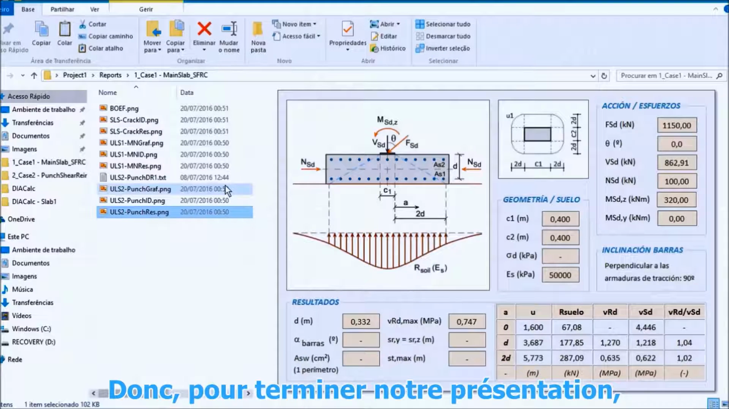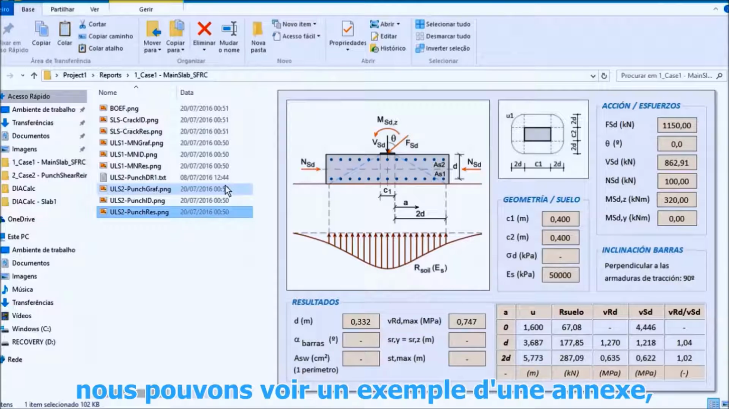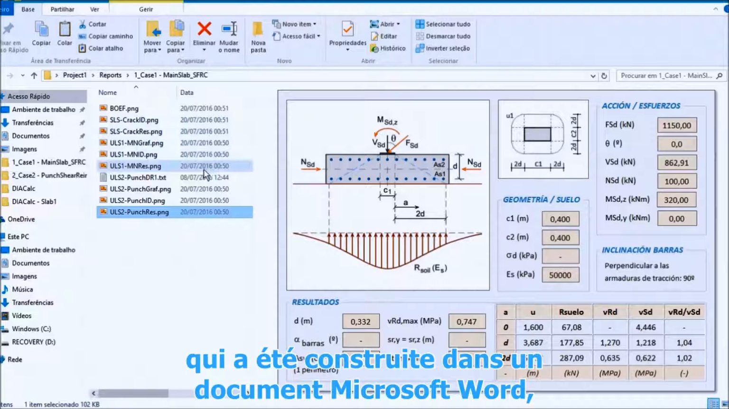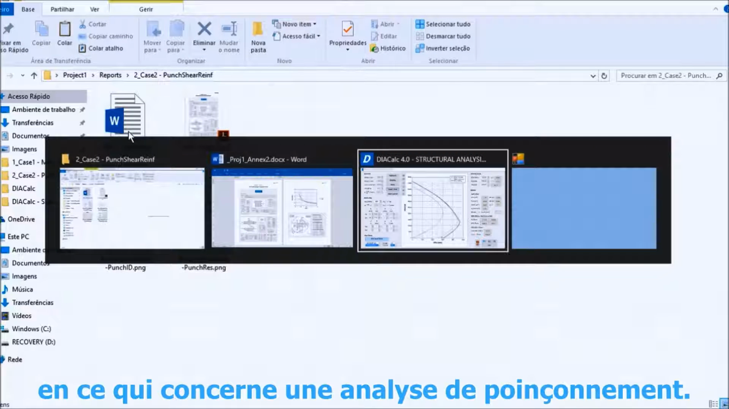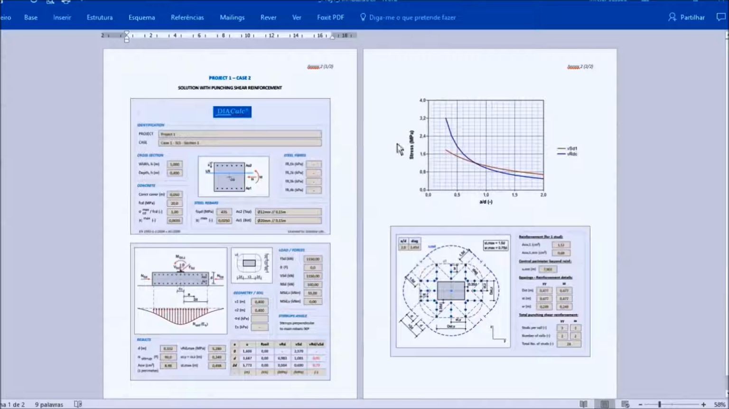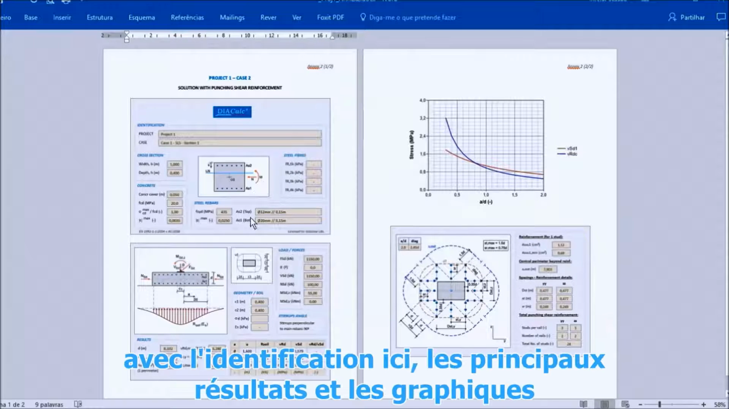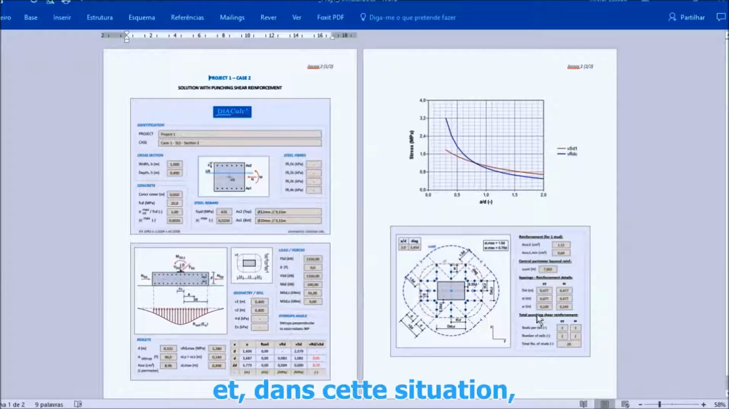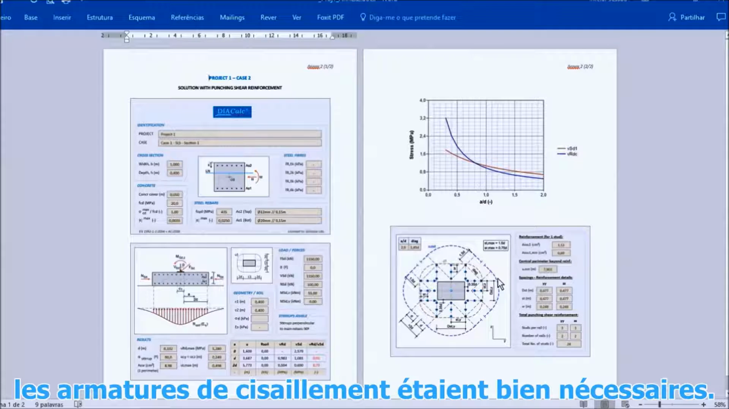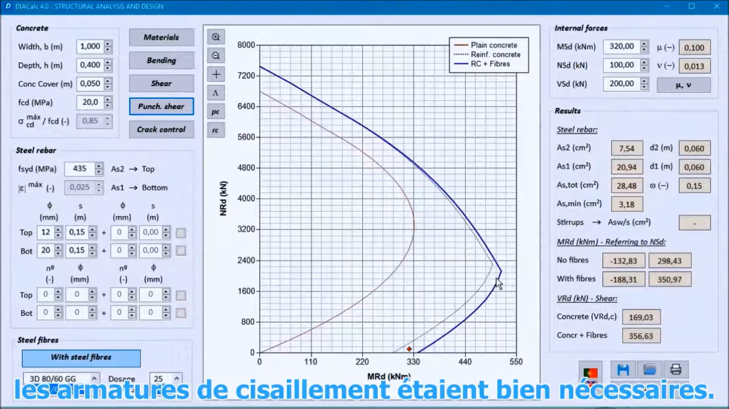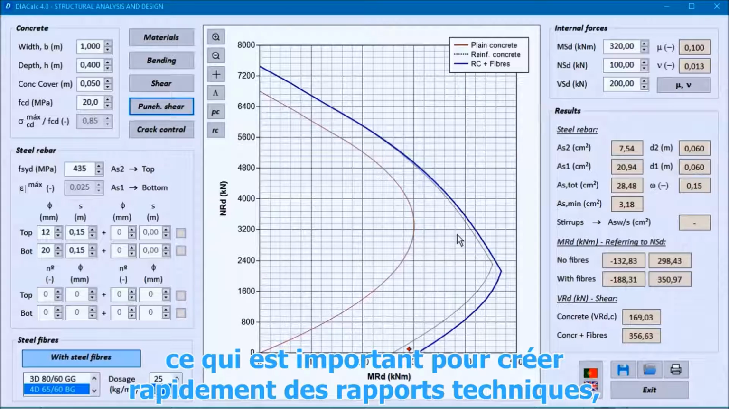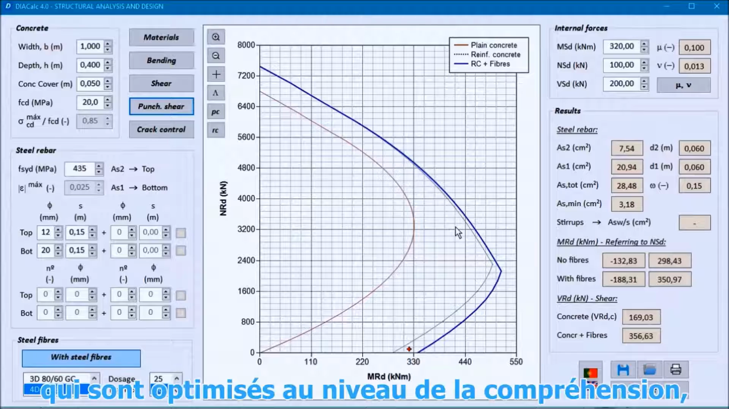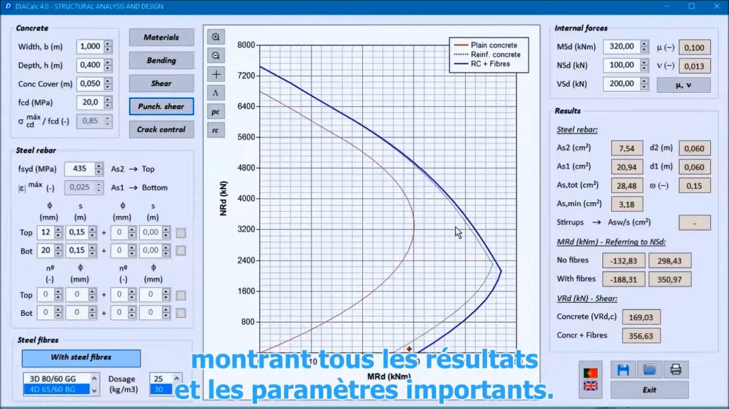So to finish our presentation, we can see an example of an annex which was built in a Microsoft Word document regarding a punching shear analysis. This is it. This is prepared just for punching shear reinforcement, with the identification in here, the main results and the graphic, and in this situation punching shear reinforcement was required. So as shown, the output results obtained with DIACalc are easy to export, which is important to quickly create technical reports, and they are as comprehensive as possible, showing all the relevant results and parameters.